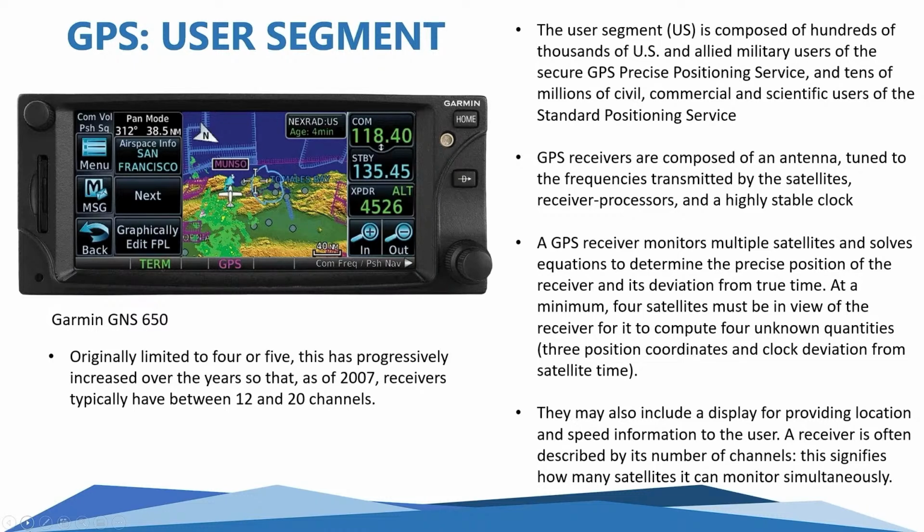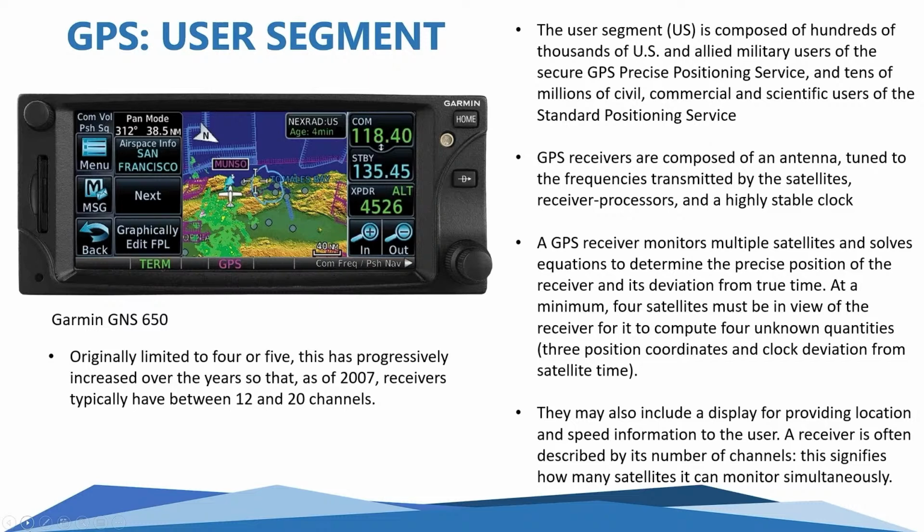Within your receiver, it's going to have some type of antenna, and then it's going to be tuned to the frequency of whatever the GPS satellite frequency is. It will have a receiver and a processor, and then it has a highly stable clock. It's not going to be an atomic clock, but it usually has a crystal clock within it. And the GPS receiver will monitor multiple satellites, and then it solves equations. Remember, the equations are, when was that signal sent versus when did it arrive? And then it can figure out in real time, where was that satellite orbiting at that given moment that transmission was sent? And then where was the aircraft when it was received? And that's how it computes your position.